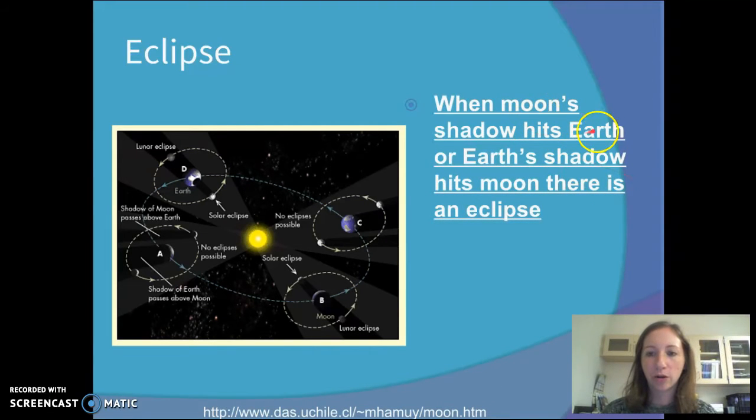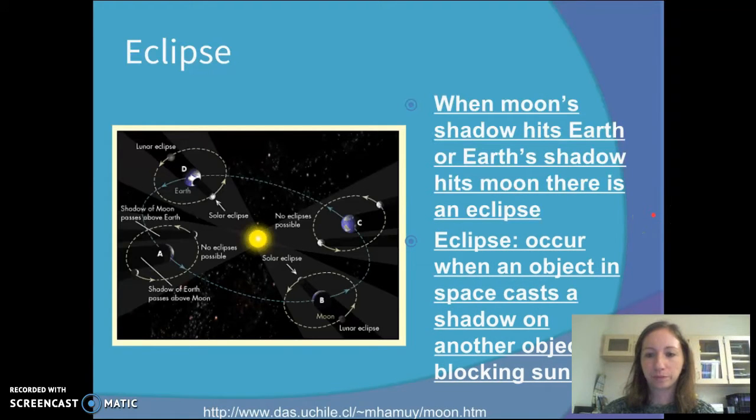Alright, when the moon's shadow hits the Earth, or Earth's shadow hits the moon, there is an eclipse. An eclipse can occur when an object in space casts a shadow on another object by blocking sunlight. Make sure you write those down.